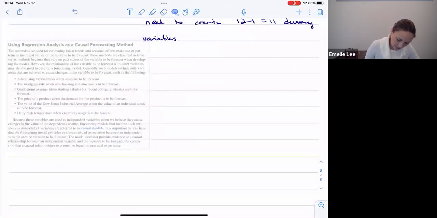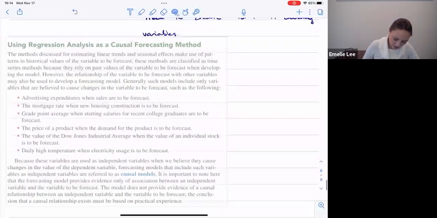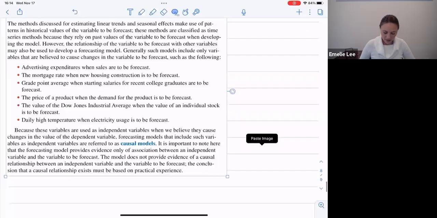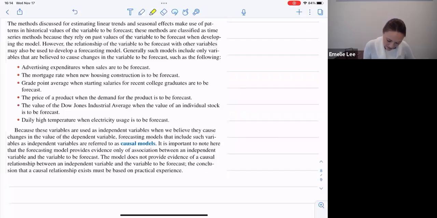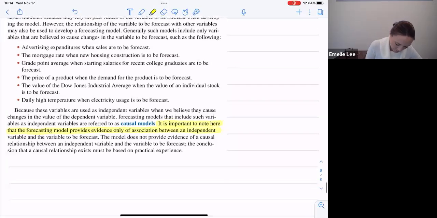Causal variables I'm bringing up, but I'm really cautious because it's really important, and I'm going to highlight it right away, that the forecasting model is only ever going to give us evidence of an association, right? It's not going to give us a causal relationship where we think that there's a causal relationship, and that's why we call it a causal model. But all we can actually say is that there's an association, okay?